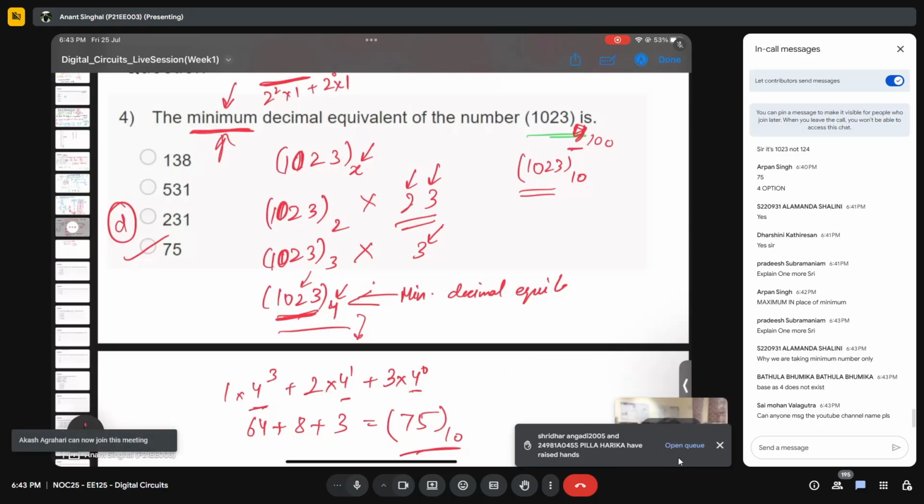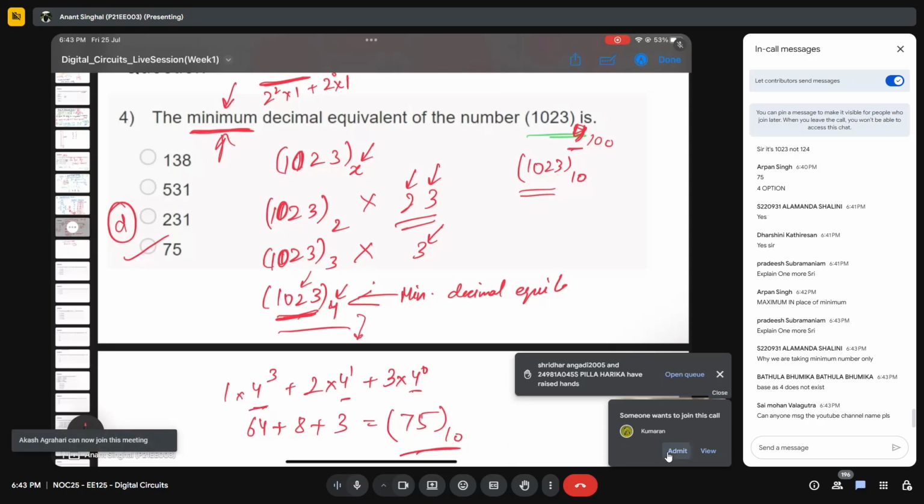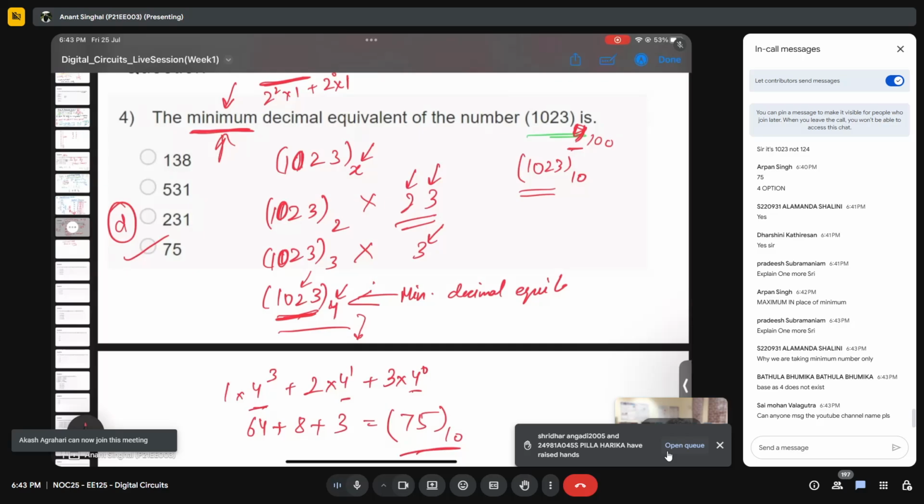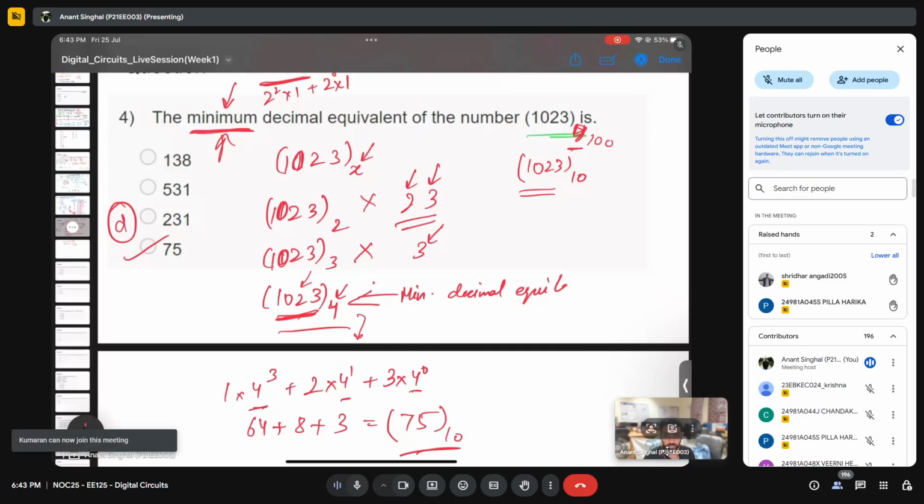But we can limit ourselves to the minimum limit, because we know that the digits inside the equivalent cannot be greater than the base. So that is why the question has been asked like that.